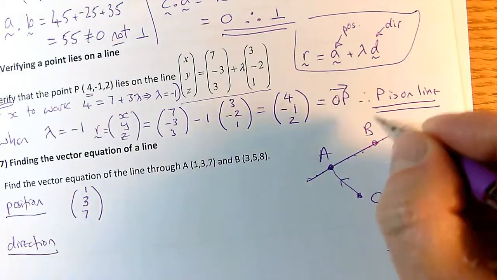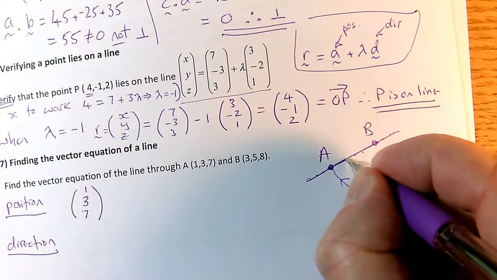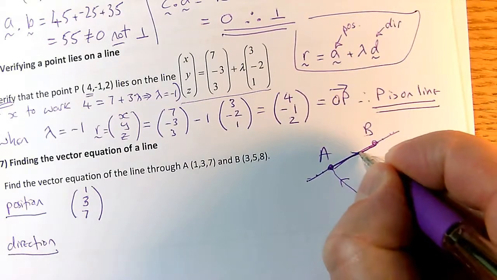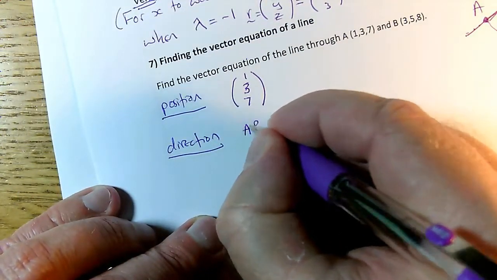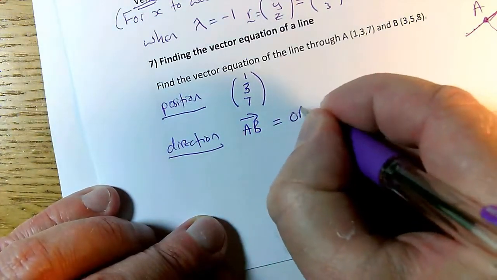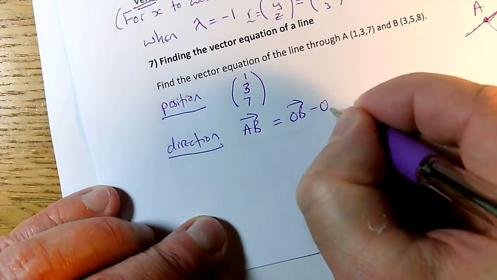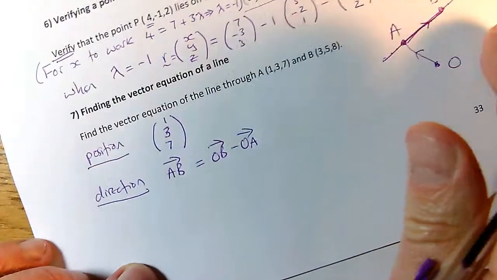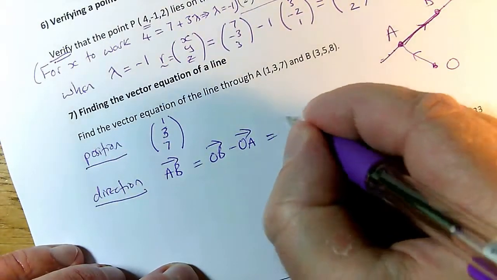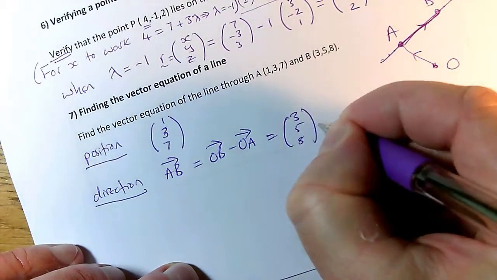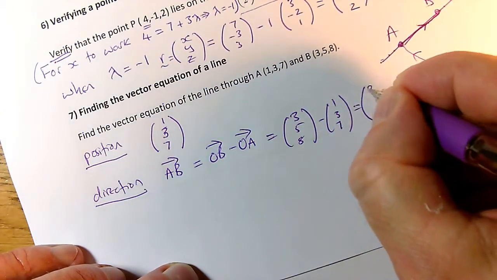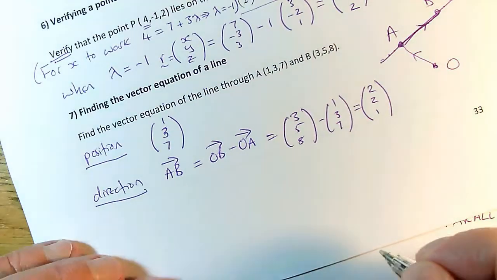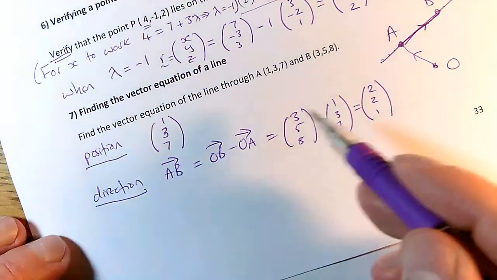Okay, so I need, for this d, just to have a vector that points along the line, and the obvious one to choose is the vector AB. So for the direction I'm going to use the vector AB, which is OB minus OA. That recipe is coming into nearly every question. Okay, AB is OB minus OA, which is 3, 5, 8 minus 1, 3, 7, which I've done before. I've worked with these two points before. 2, 2, 1 is looking familiar. Okay, so I've got a position, I've got a direction.